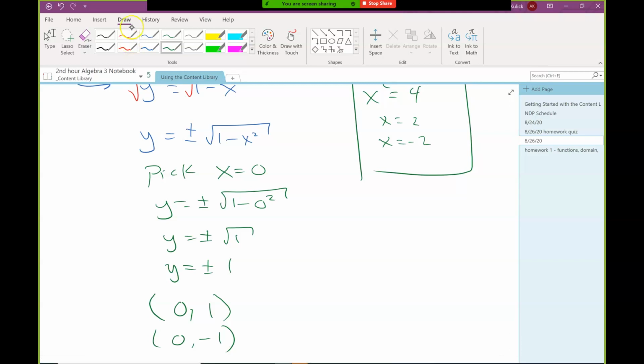What can I conclude from that? Is this a function or no? No. Why not? Yeah, I have a repeated x coordinate, right? The zeros.